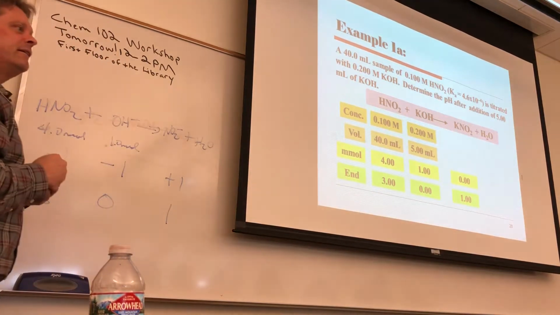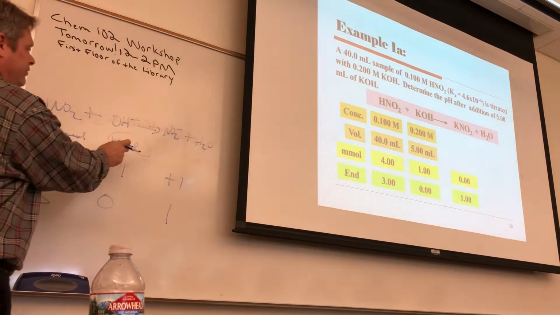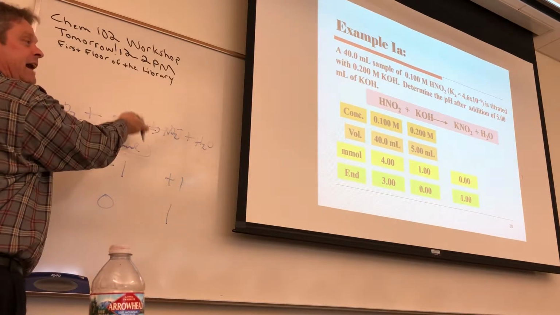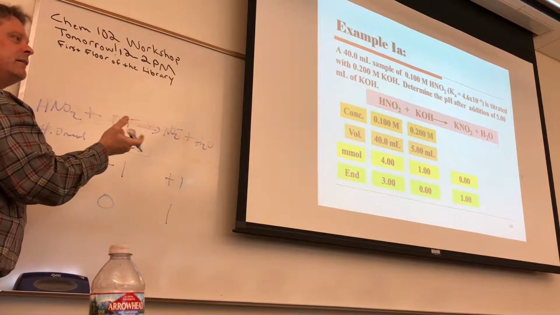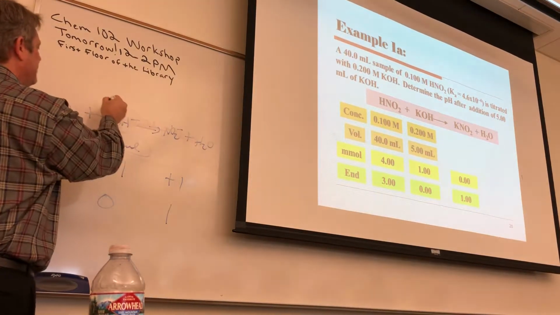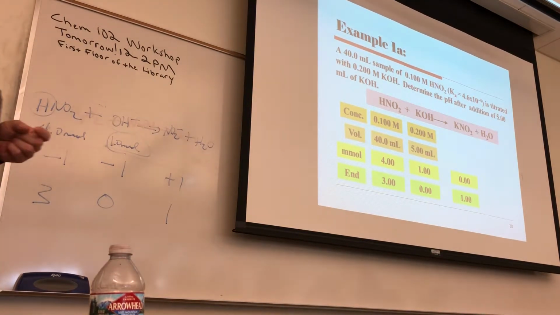If I had 5 of this, then I'd use all of this up and I'd be left with something basic. This is just neutralizing the proton in the stoichiometric ratio. That's all I'm doing.